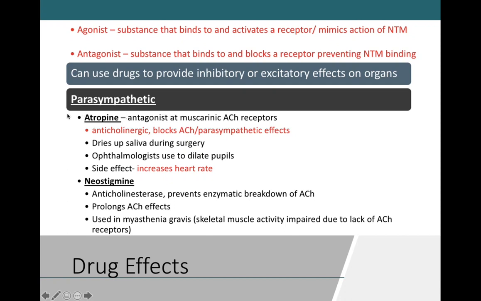So atropine really does have a sympathetic effect. We call it an anticholinergic. It's going to block acetylcholine from binding and prevent those parasympathetic effects from taking hold.